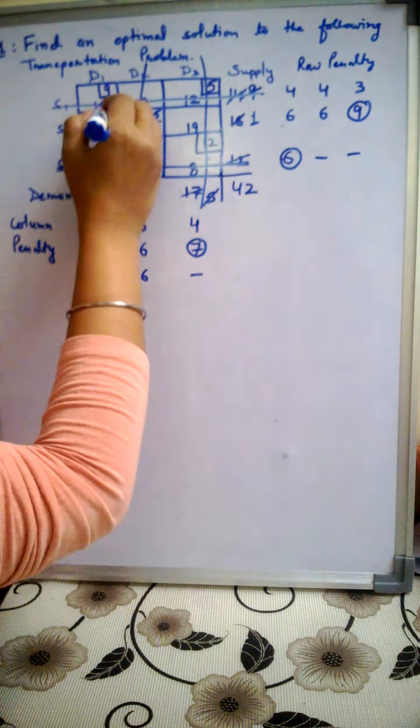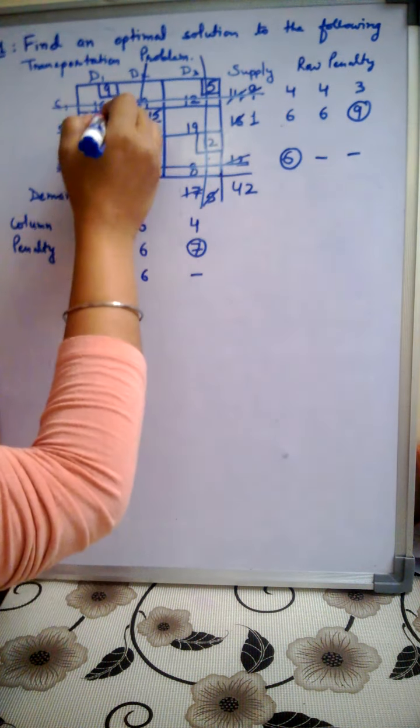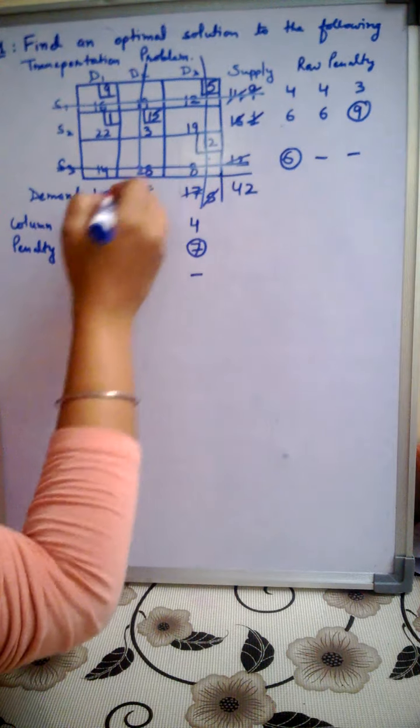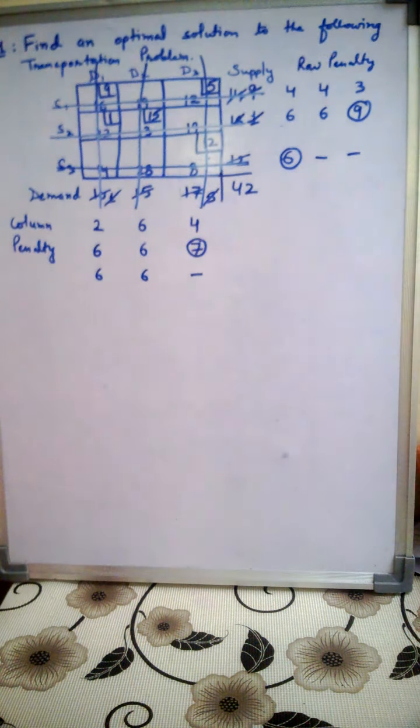Now we are left with just this cell, so we'll make the last allocation here. Now corresponding to this, supply is 1, demand is 1, so we'll allocate 1 here. 1 is over from here as well as here, so cancel off this row as well as this column. Okay, so now we have obtained the solution by Vogel's method. Now we'll check the solution for its optimality.